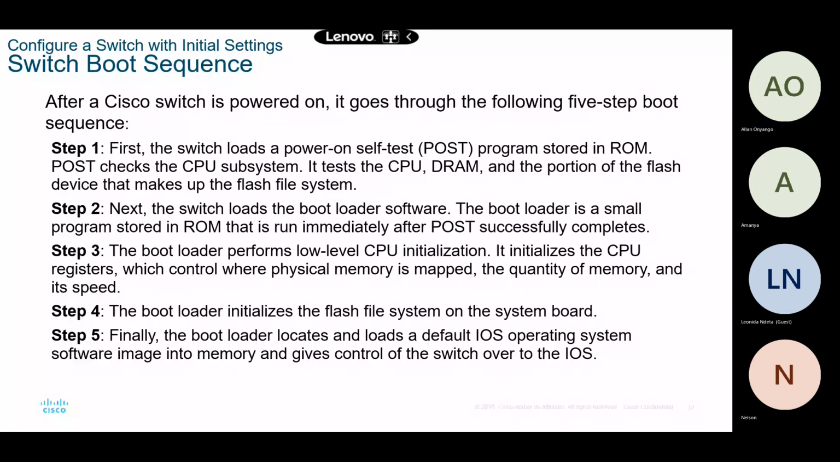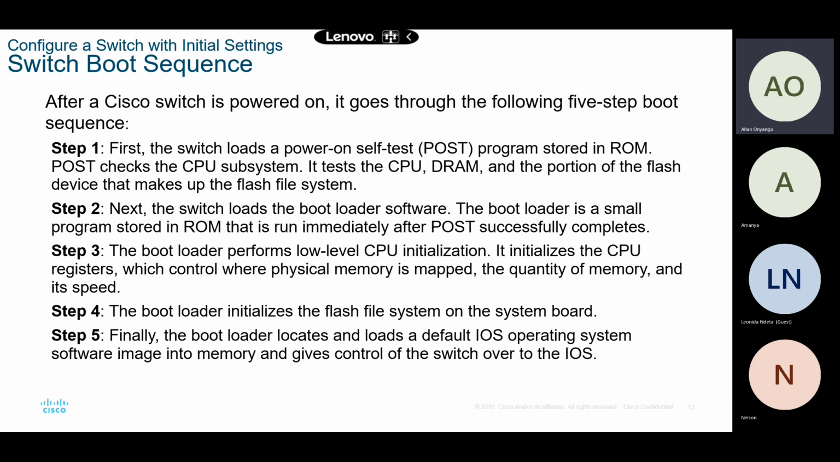So once the POST has checked those types of memories, the switch is going to load the bootloader software. The bootloader software, which normally is a small program, is still stored in the ROM. You realize these are the boot up instructions, still stored within the ROM, the read-only memory. Okay. Then the bootloader will perform some low-level initialization of the CPU, and it will actually initialize the CPU registers, because these registers are the ones that control where the physical memory is actually mapped.